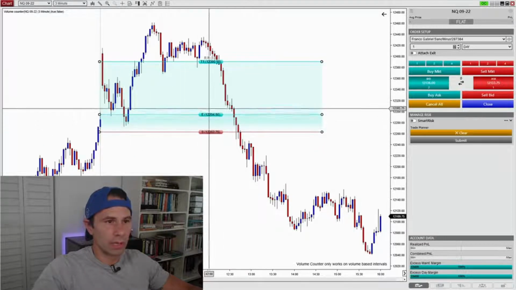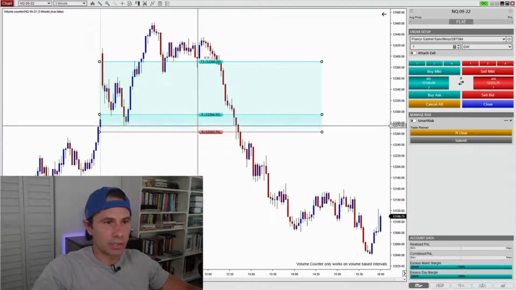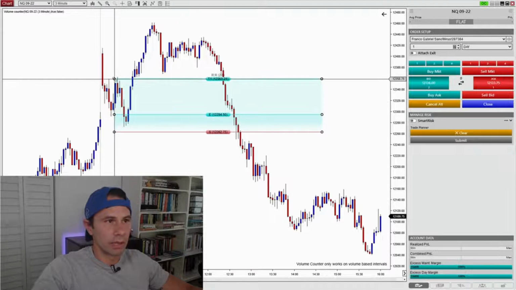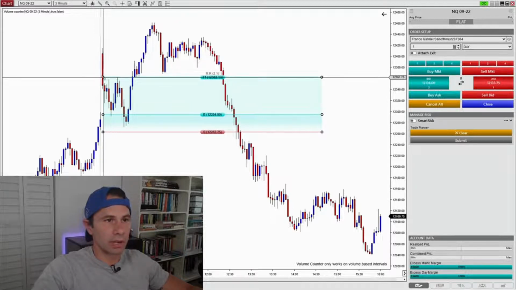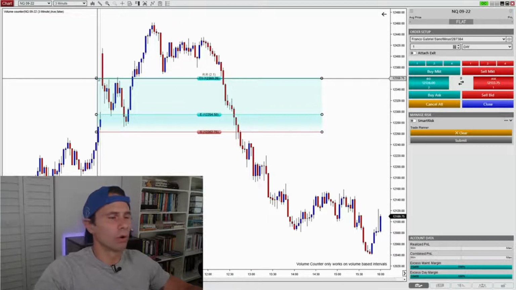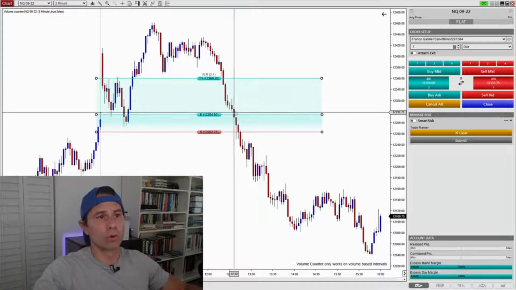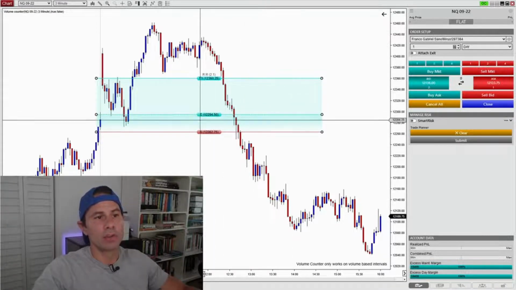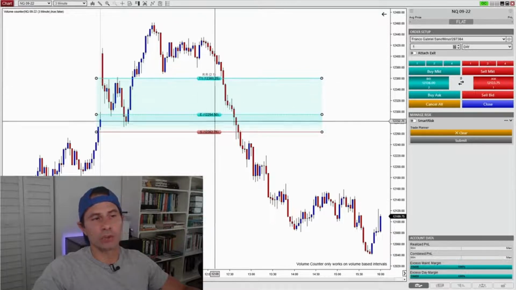So this will be an entry, the stop, and the target, right? If you have a NinjaTrader platform or TradingView, the majority of them can give you bracket order options, so you can place your stop, your entry, and your target.